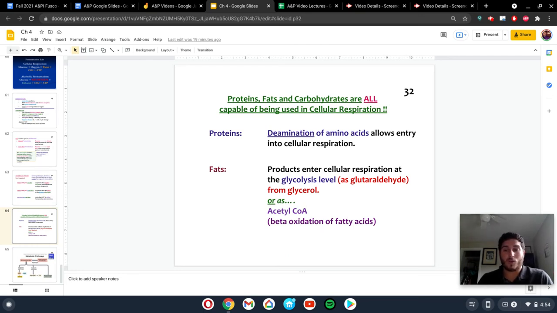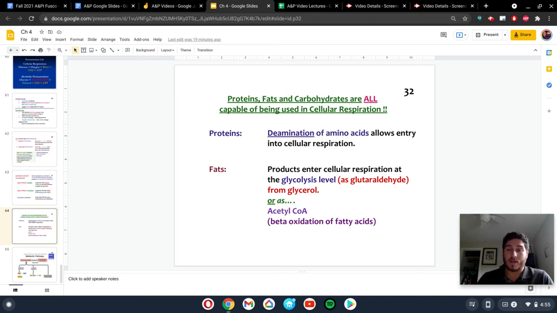That said, we're going to continue focusing on cellular respiration, all right? And we're going to talk about how it is possible for proteins to undergo cellular respiration, even though they're not sugars. Or fats, how do they undergo cellular respiration, even though they're not sugars? Well, briefly put, proteins go through a process of deamination. All right. So, again, because they have the amino groups that make them amino acids, what they're going to do is break down the amino acids in a way that allows them to enter cellular respiration.